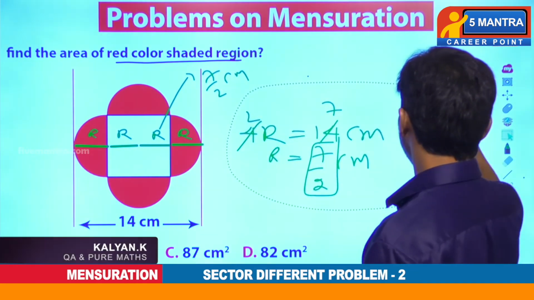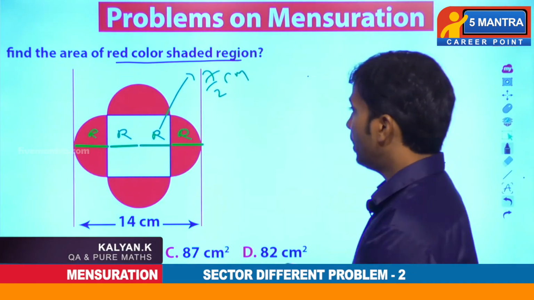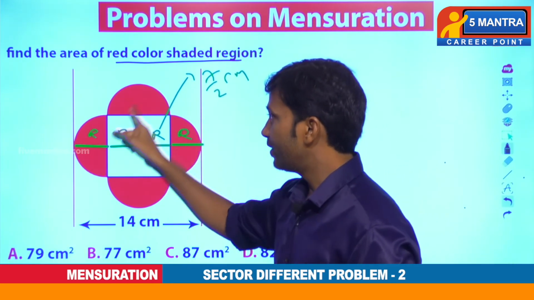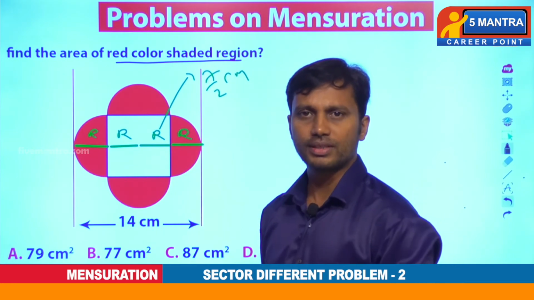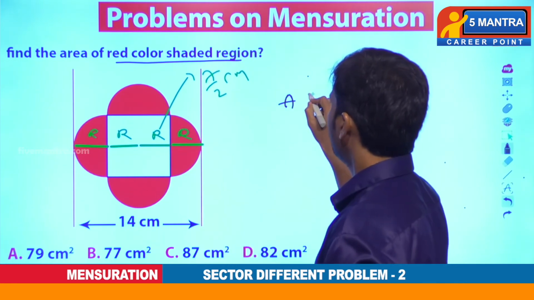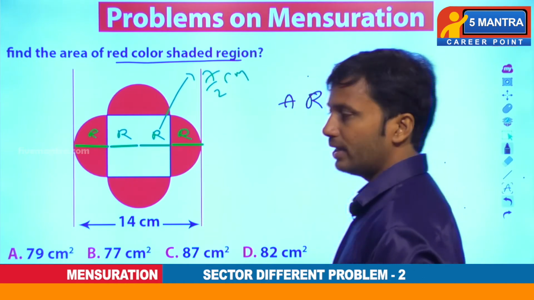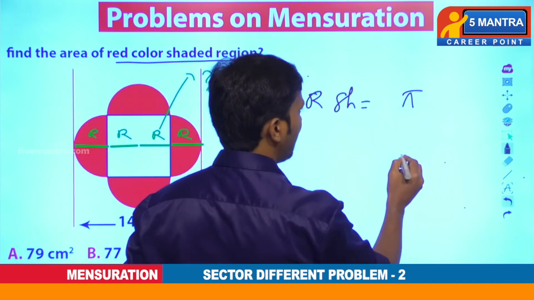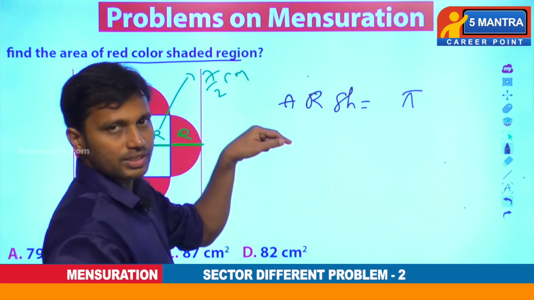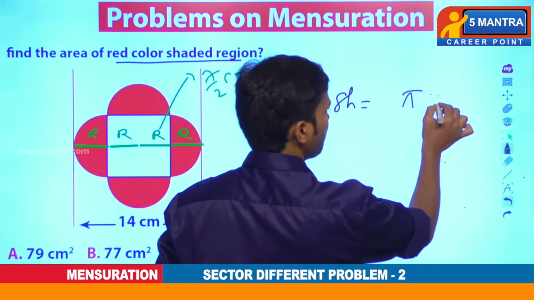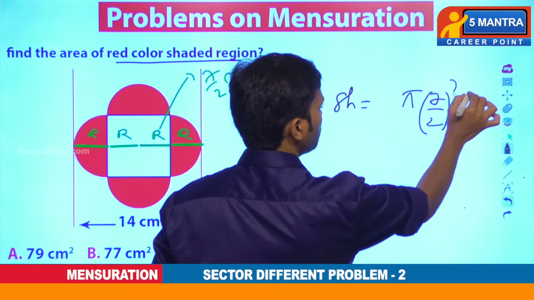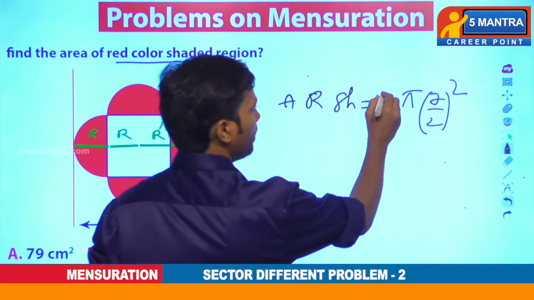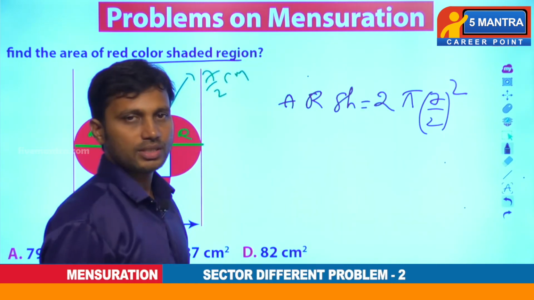For that, just look at this. The radius is 7 by 2 centimeters. Now we need to find the sum of the areas of 4 semicircles. That means 2 circles. So the area of the red shade would be equal to what? The areas of 2 circles. Each circle's area would be pi r square, and r here is 7 by 2. So pi into 7 by 2 whole square is for one circle, and 4 semicircles means 2 circles. So 2 times that would be 2 into pi into 7 by 2 whole square.